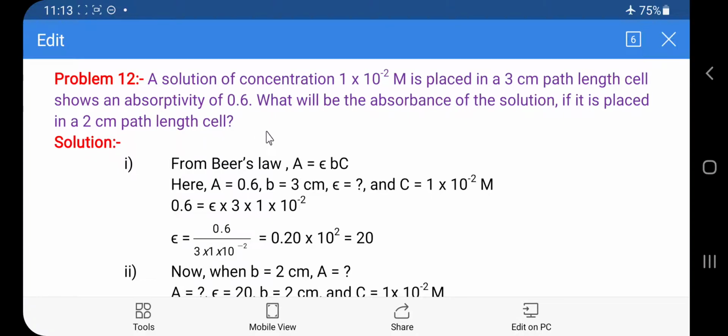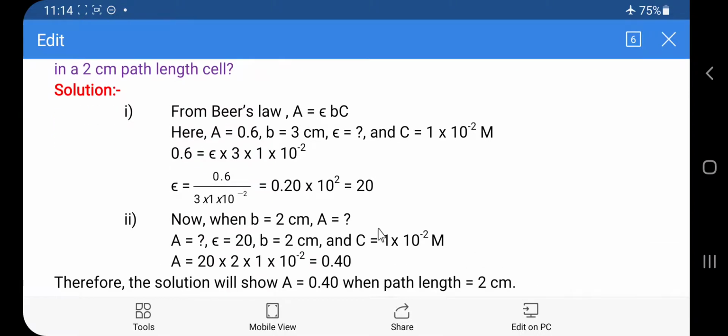Again, this is a two-step problem. In the first step, the concentration is given, the path length is also given, and the absorbance is given. Then from Beer's law, A is equal to epsilon into B into C. So A is equal to 0.6, B is equal to 3 centimeter, C is equal to 1 × 10^-2 molar, and we have to calculate epsilon. So epsilon is equal to 0.6 divided by 3 into 1 × 10^-2, and the final answer is 20. This is the molar absorptivity.